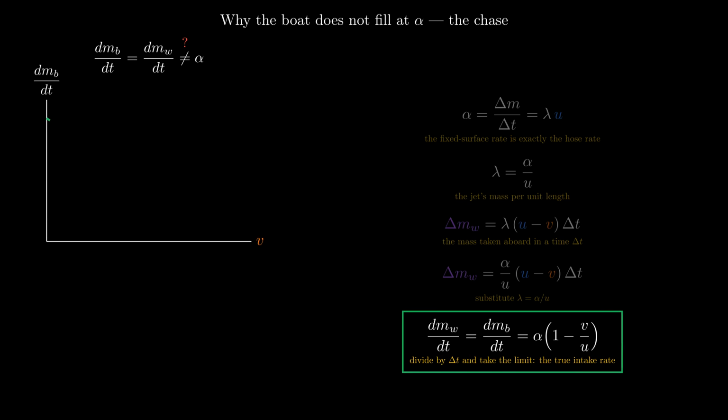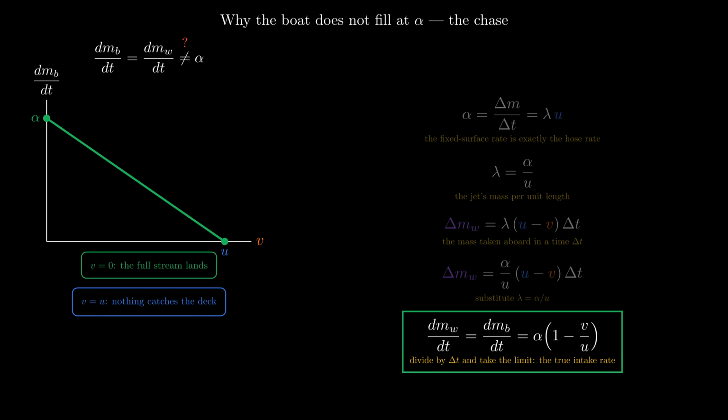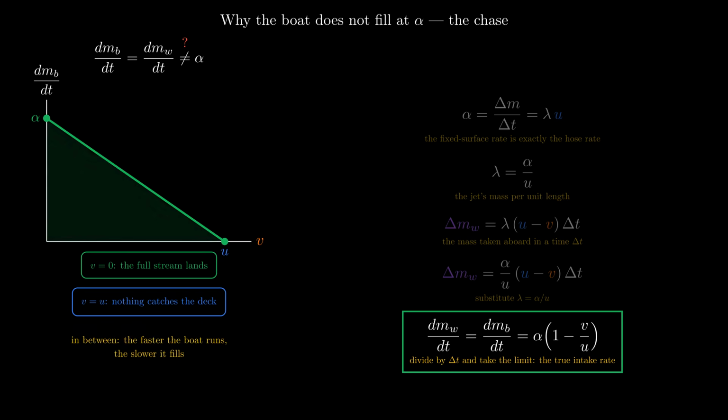Check the two extremes. Boat at rest, v is 0, the factor is 1, and the boat fills at the full hose rate alpha. Every bit of jet that arrives lands. Boat moving at u, the factor is 0. The water keeps pace alongside and never catches the deck. In between, the faster the boat runs, the slower it fills. The intake rate is not a setting on the hose, it is the outcome of a chase.